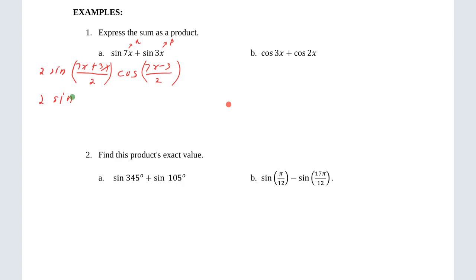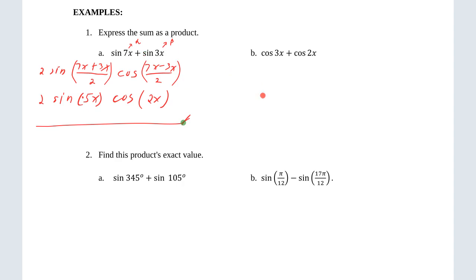We have here 7x plus 3x, we get 10x, and divided by 2, we get 5x. And then cosine, we have here 7x minus 3x, which gives us 4x, divided by 2. That's going to give us 2x. So this is now the product form of the given expression.